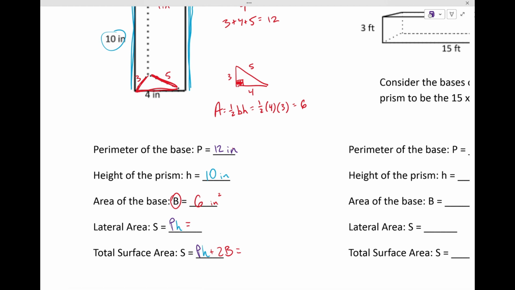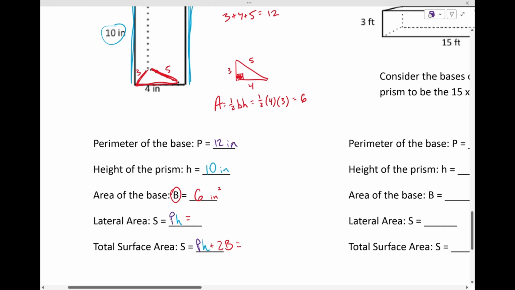Now to find our lateral area, we have all of our ingredients. We have P, we have H, we have B. We just need to do P times H, which is 12 times 10. 12 times 10 is 120. And we're looking at square inches.